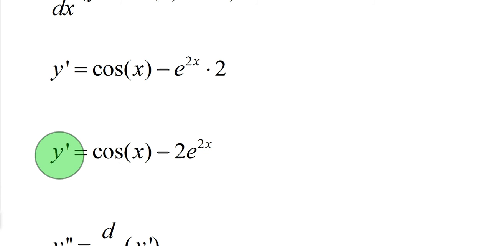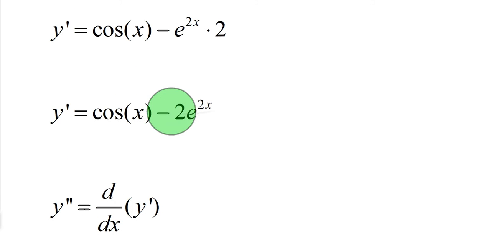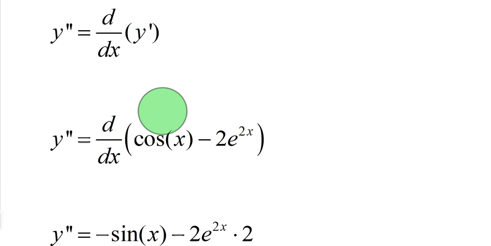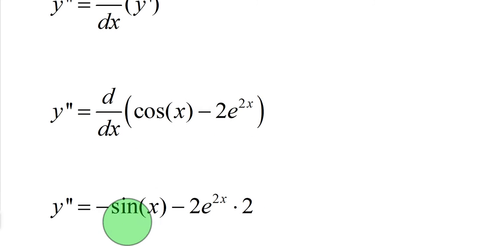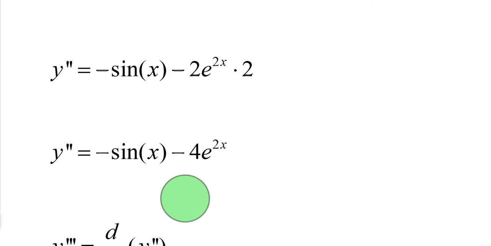Now we have to find the second derivative by taking the derivative of the first derivative, this one. So the derivative of cosine is negative sine, and the derivative of negative 2e to the 2x is negative 2e to the 2x times 2, the derivative of the inside of the exponent. So we can see this will become minus 4e to the 2x, and we still have a negative sine of x out front. That's the second derivative.